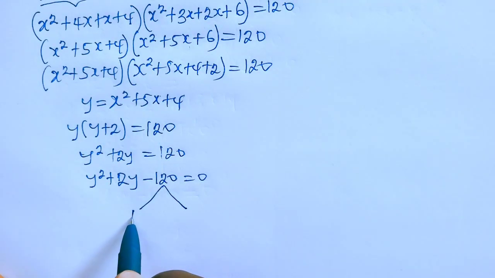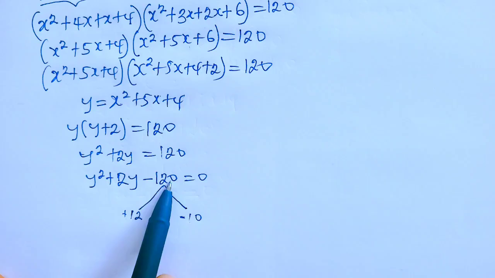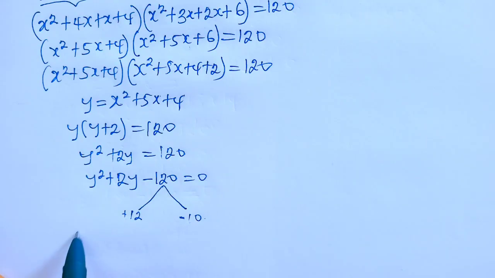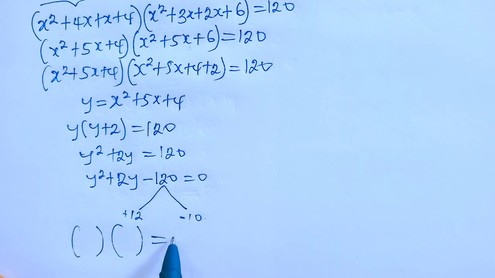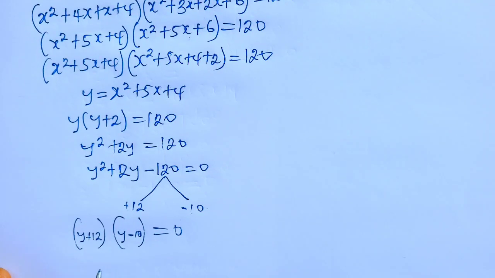Let these factors be plus 12 and minus 10. Multiply this out, you get minus 120 exactly. If you add them up, you get plus 2 exactly, the coefficient of y. Now open two brackets like this, equate to 0. Since we have y squared, insert one y in each bracket, and put plus 12 in one and minus 10 in the other. Either way, you get the exact answer.